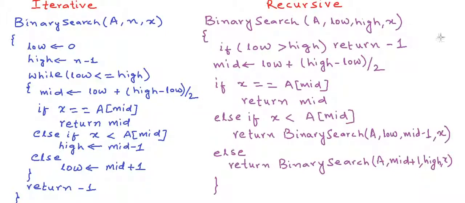So these two are our base conditions that would cause the recursion to stop or exit. And this condition, low greater than high, is the same condition which we are checking here to stop the loop. Let us now quickly simulate this recursion using an example.